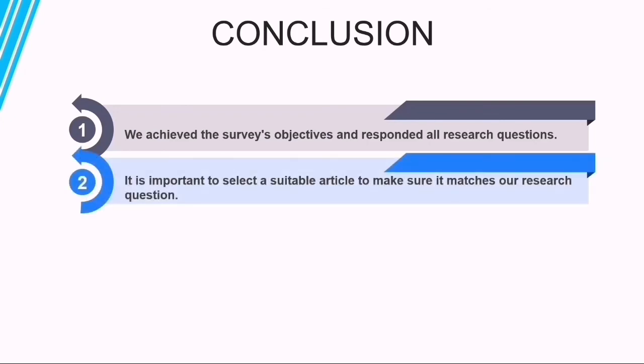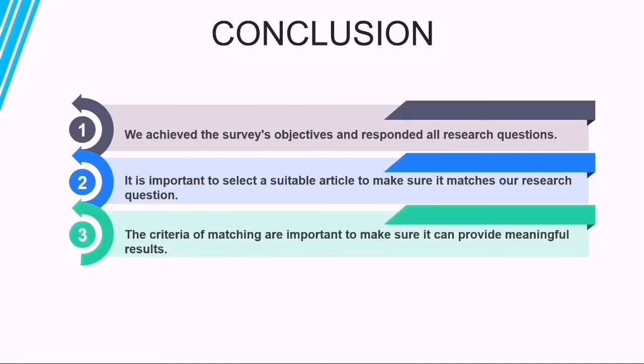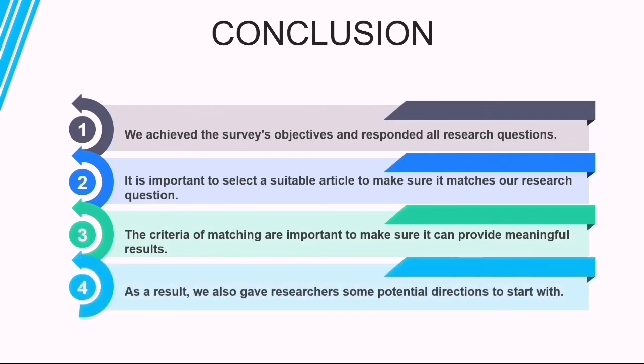This research is limited to typical VRP and GVRP articles published in journals and conferences. The papers have been processed using a filtering strategy to obtain a good number of articles and ignore the irrelevant ones. It is important to select suitable articles to make sure they match our research question. The criteria of matching are important to make sure it can provide meaningful results. As a result, we also gave researchers some potential directions to start with.